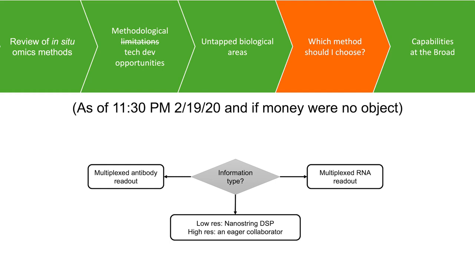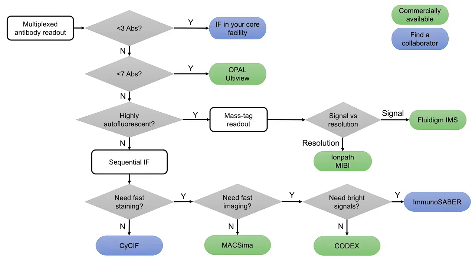The only real exception, if you say both right now, is a technology called NanoString DSP. And if you're interested in that, you can talk to either me or to the Regev lab, who have this technology in-house. On the protein side, the question is, how many antibodies are you really looking to profile? If it's less than 3, then you already know the answer. If it's less than 7, there's a variety of commercial methods which will help you out, Opal or Ultiview.